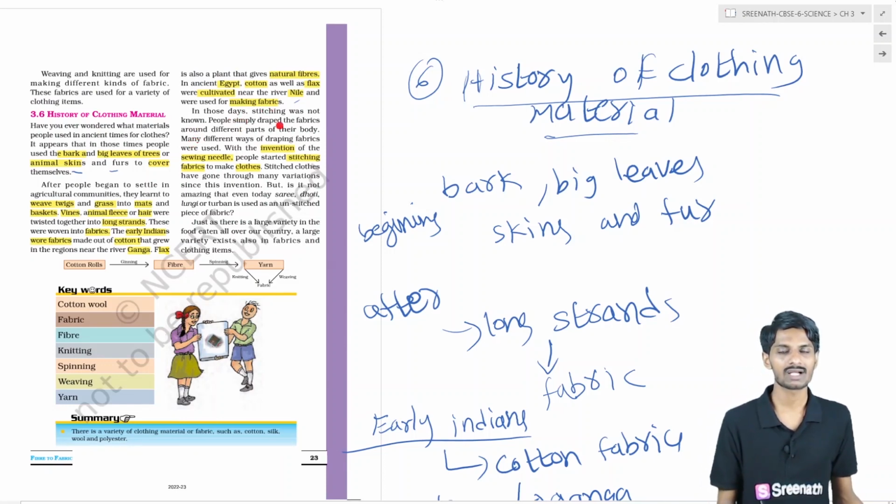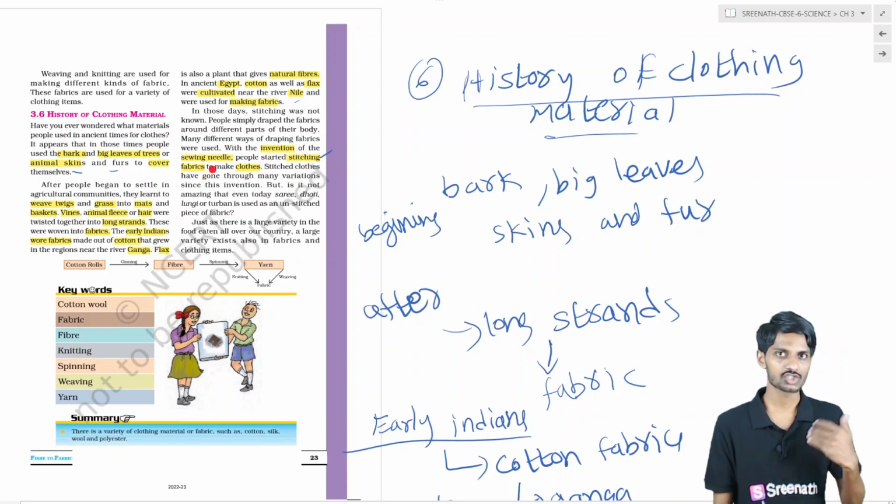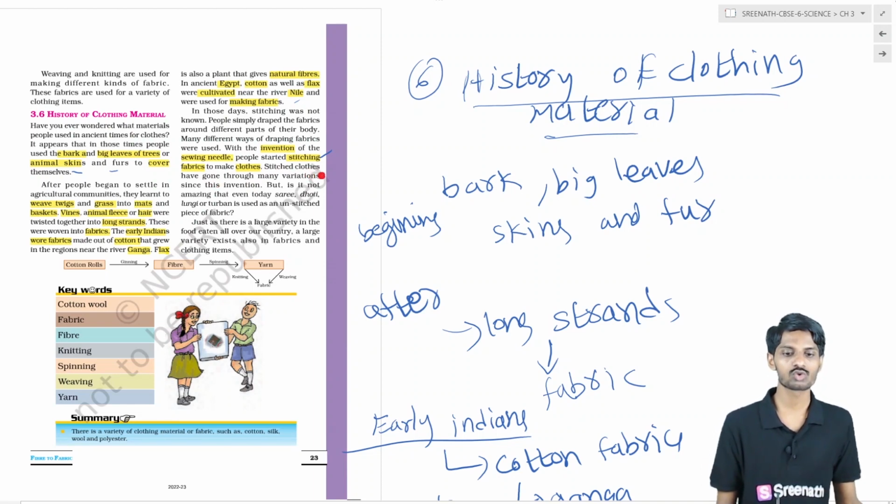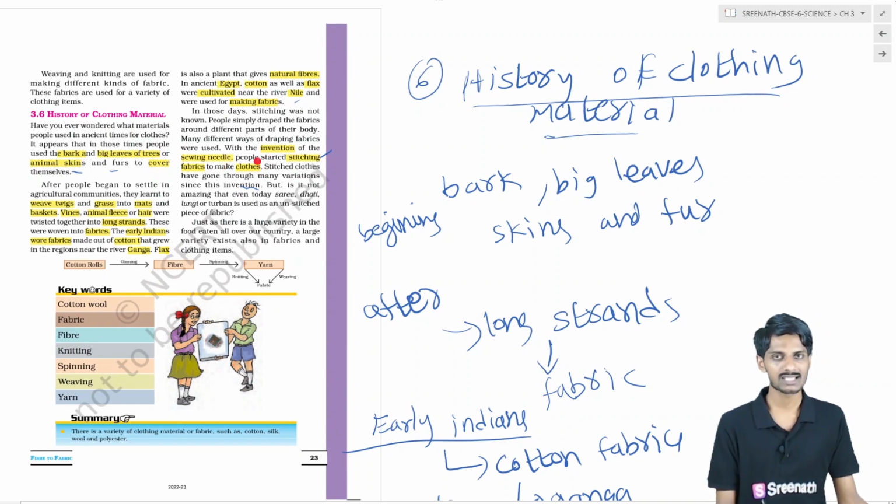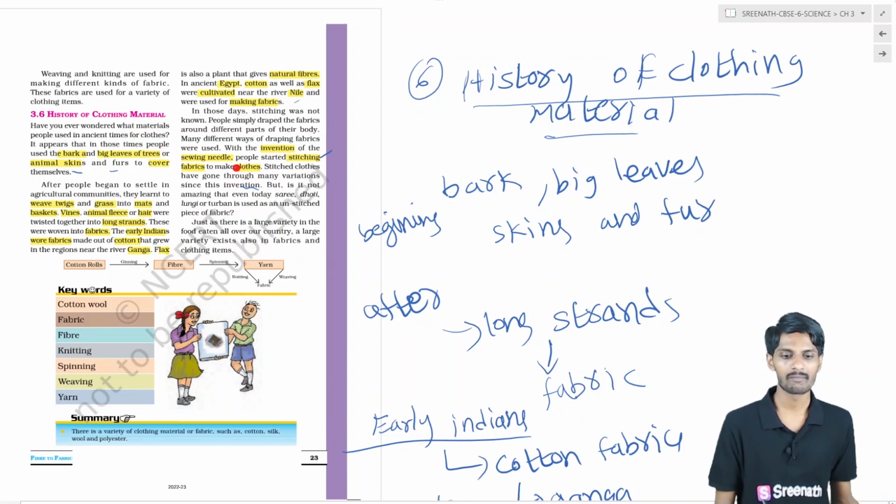So after those, what happened? In those days there was no stitching. After the invention of the sewing needle, people started stitching fabrics to make clothes. Stitched clothes have gone through many variations since this invention. After that, so many developments have come.